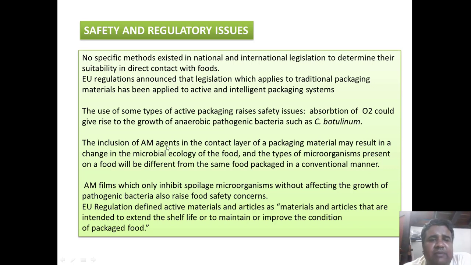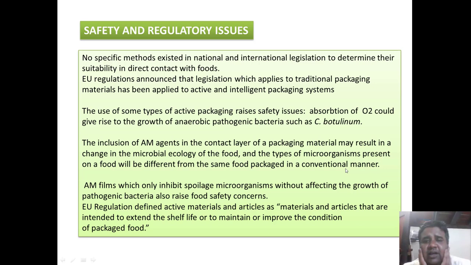Second is the inclusion of antimicrobial agents. Like you are storing meat, and on the meat there are some microorganisms on the skin, and we have stored it in a film. It had an antimicrobial agent, and that antimicrobial film being in contact with the food may result in a change in the microbiological ecology of the food, and the type of microorganisms present on the food will be different from the same food packaged in a conventional manner.